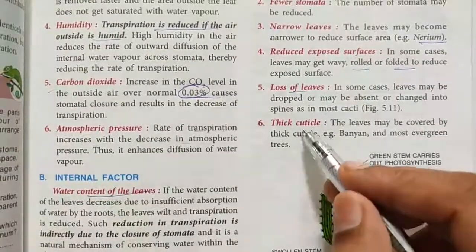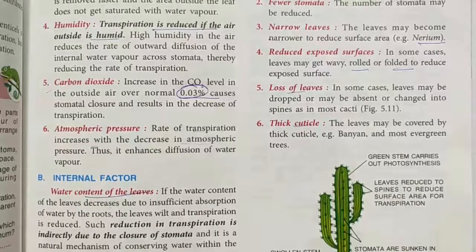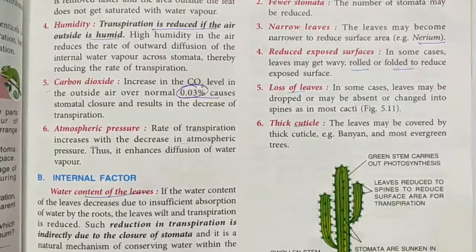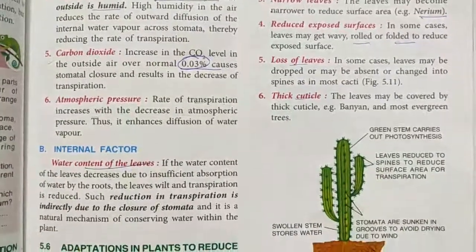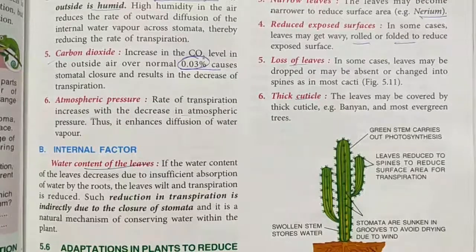Now next, thick cuticle. As I said earlier, the greater the layer of the cuticle, that means the greater the thickness, the less will be the transpiration. So these are basically the adaptations by the plant so that they can reduce the loss of water in the form of vapor. That means they can reduce the amount of transpiration.